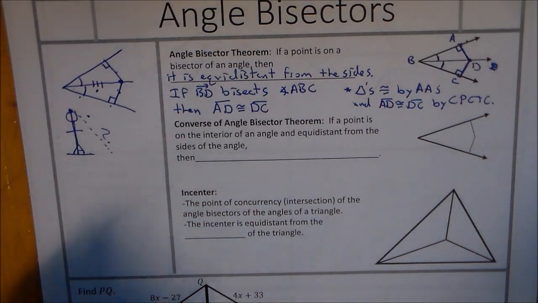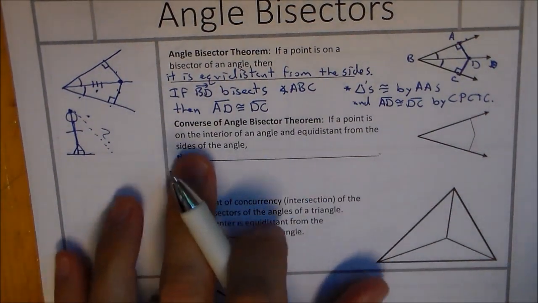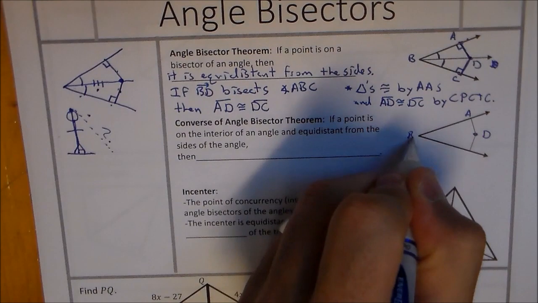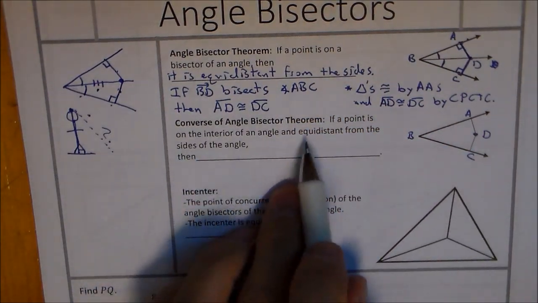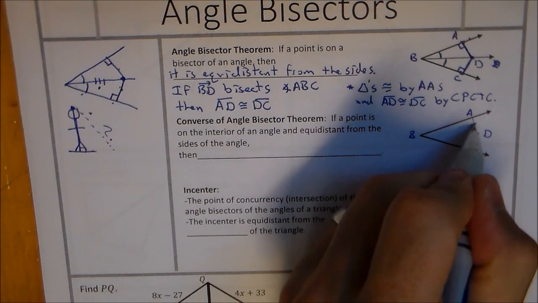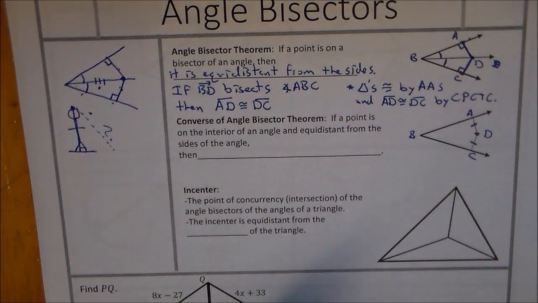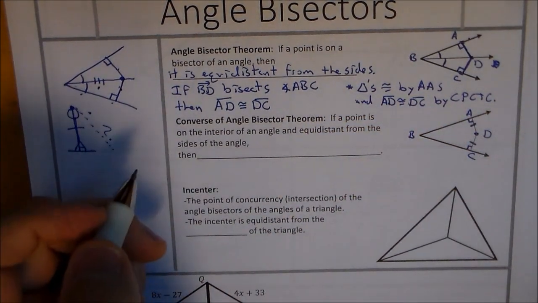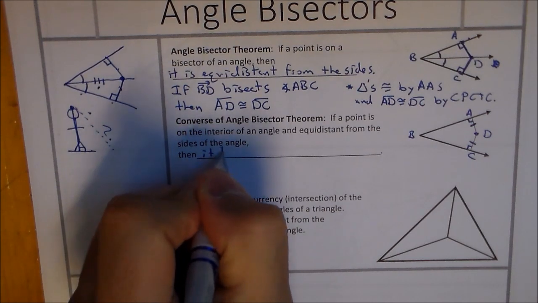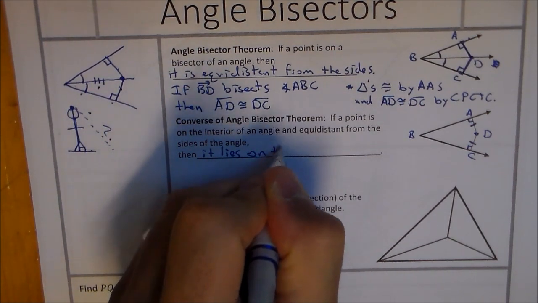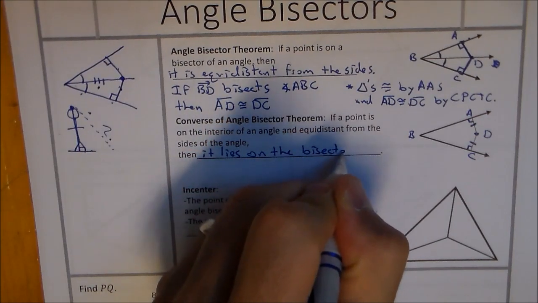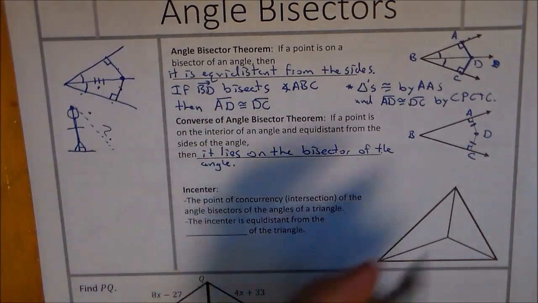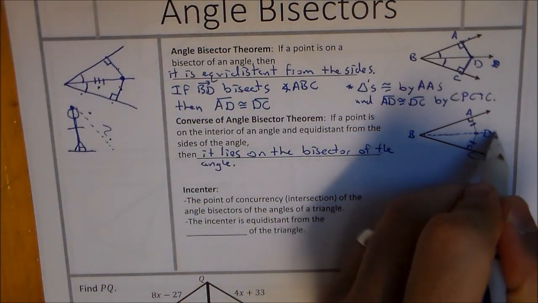Now, the next one, we take the converse of the angle bisector theorem. So if a point is on the interior of an angle, so we're going to put D here, A, B, and C again, and equidistant from the sides of the angle, so right there. So I put a point somewhere inside the angle. It is equidistant to the sides, which also means we get right angles there. Then it lies on the bisector of the angle, or lies on the angle bisector. So we can draw this out from there.